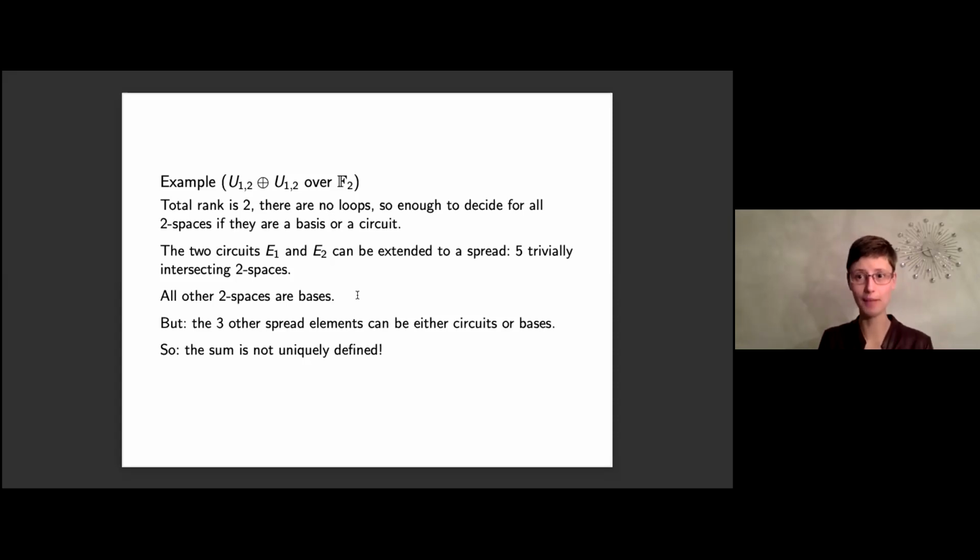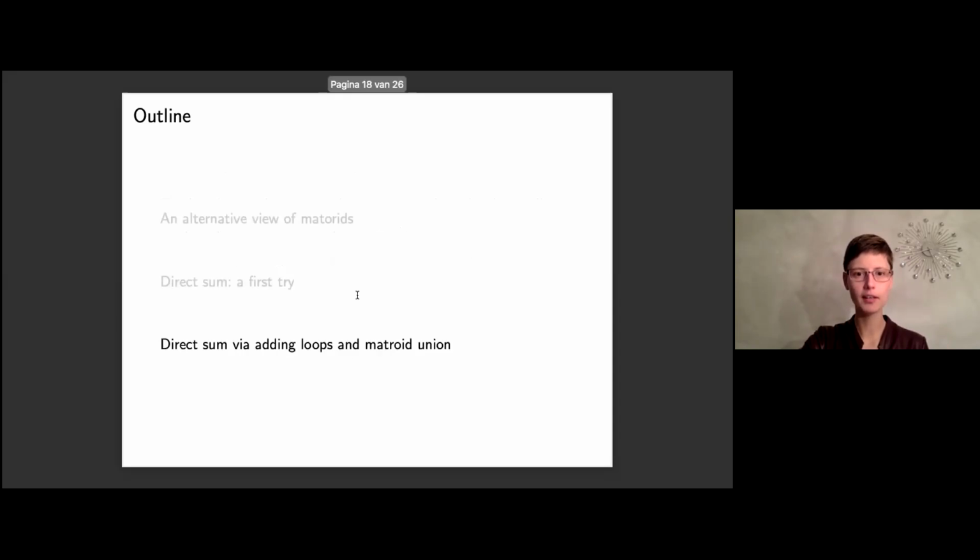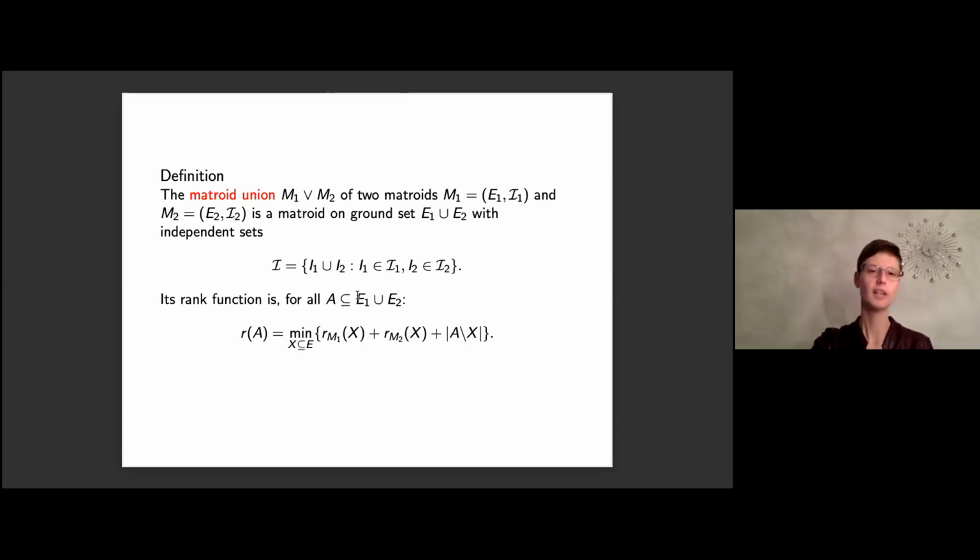So our naive attempt didn't really work. So the goal is to find some other equivalent description of the direct sum that actually does allow for a q-analog. And we found that by taking a detour by explaining the direct sum as a combination of adding loops and then using matroid union. I will first explain how that works in the classical case. Well, let me first tell you what matroid union is.